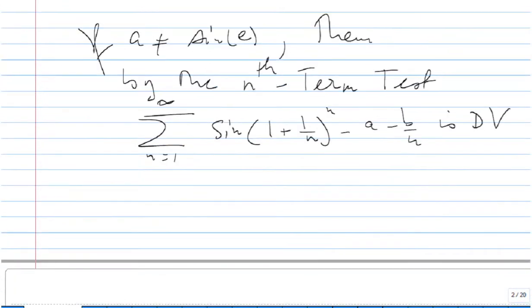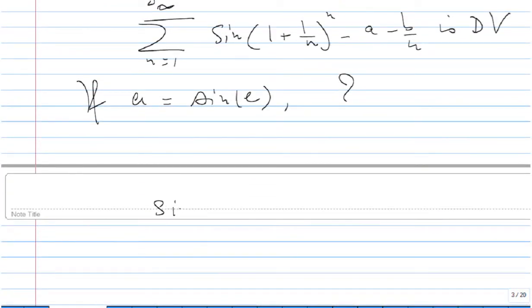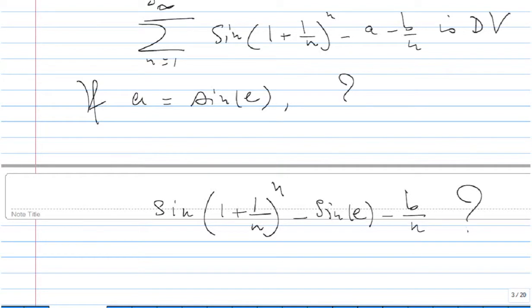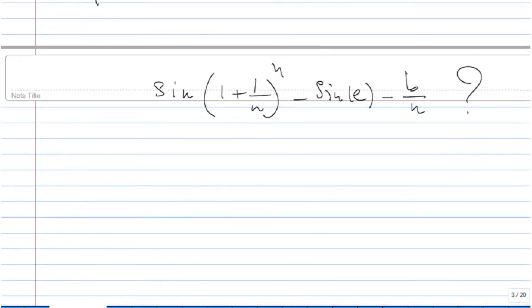So in order for us to expect some kind of convergence, we have to assume that a is equal to sine of e. So what happens then? If a is equal to sine of e, basically what we have is to look at sine of (1 plus 1 over n) to the power n minus sine of e minus b over n. In this case, because of this term, we're going to try to use the Taylor polynomial of sine at e.